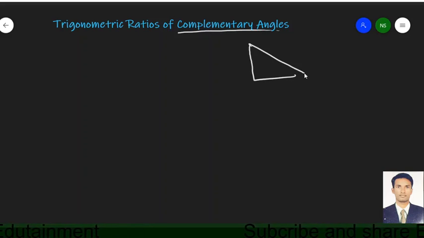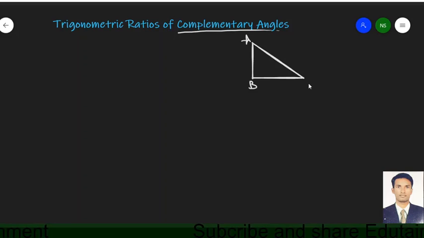Let us take a right angle triangle ABC, right angle at B. We know that the sum of three angles is 180. We have angle A, angle C and angle B. This is a fixed angle. If the sum of two angles is 90, we can say that the two angles are called complementary angles.